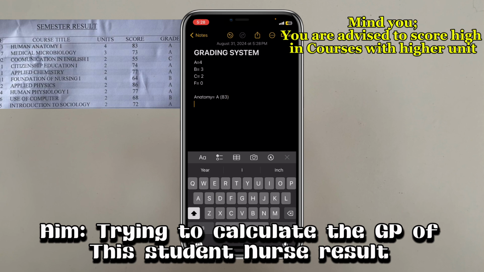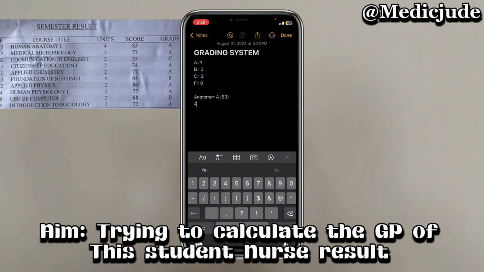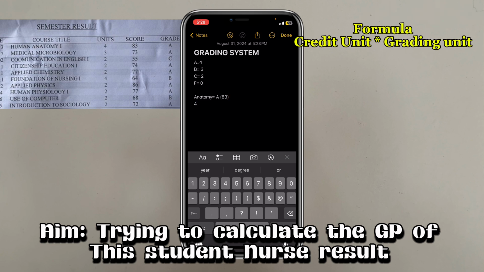Since it's an A, and A is 4 points, we take 4 points times the credit unit. The credit unit of anatomy, as also displayed on your screen, is 4. It is a 4-unit course, as we can see on the screen. So there is the formula.